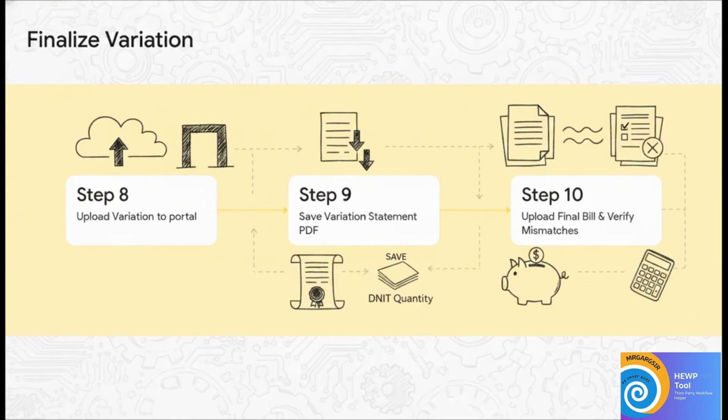Once your variation table is perfect, Step 8 is using the tool to auto-upload it back to the portal. Then, step 9. Well, actually underline step 9 because it is absolutely critical. You must save the generated variation statement PDF. Why? Because that saved PDF becomes your brand new DNIT quantity for all future billing. Finally, in step 10, you upload your final EMB bill and do one last verification just to ensure the portal amount perfectly matches your calculated amount.